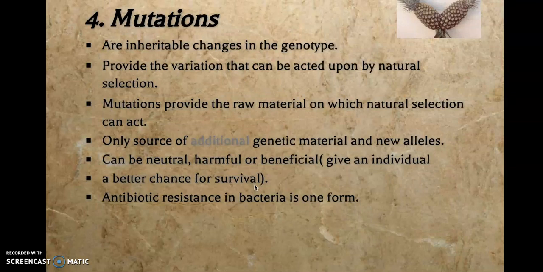Mutations. The fourth mechanism of evolution is inheritable changes in the genotype. They provide the variation that can be acted upon by natural selection. Mutations provide the raw materials on which natural selection can act, the only source of additional genetic material in new alleles. Mutations can be neutral, they can be harmful, or they can even be beneficial, giving an individual a better chance for survival. Antibiotic resistance in bacteria is one form.